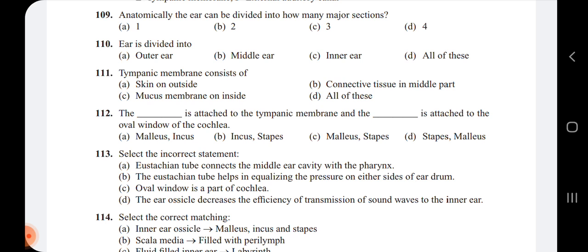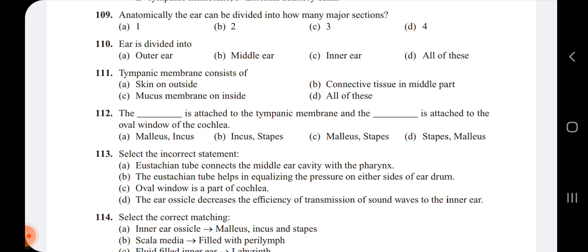Next question. Tympanic membrane consists of the tympanic membrane. It consists of connective tissue. It is lined with the mucous membrane, and outside there is the presence of skin also. So that's why all of these are the correct answer.